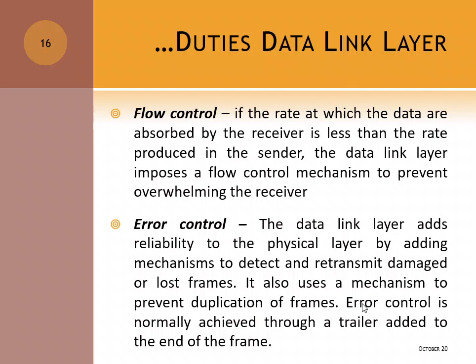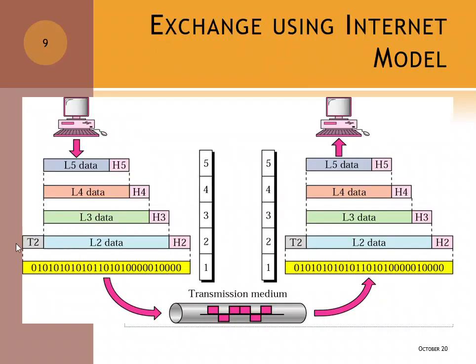So how is error control implemented in data link layer? We can see it through a trailer added to the end of the frame. Sebab tu kita tengok dalam figure tadi. Di data link layer kita akan ada, refer back to this figure. As you can see, we have T2 at layer 2, the data link layer. Fungsi trailer ni adalah untuk detection of error and retransmission mechanism.